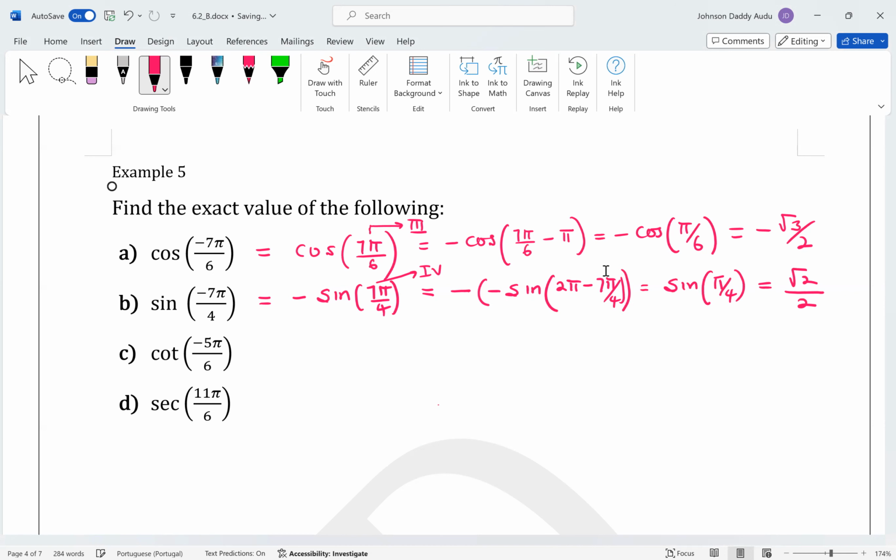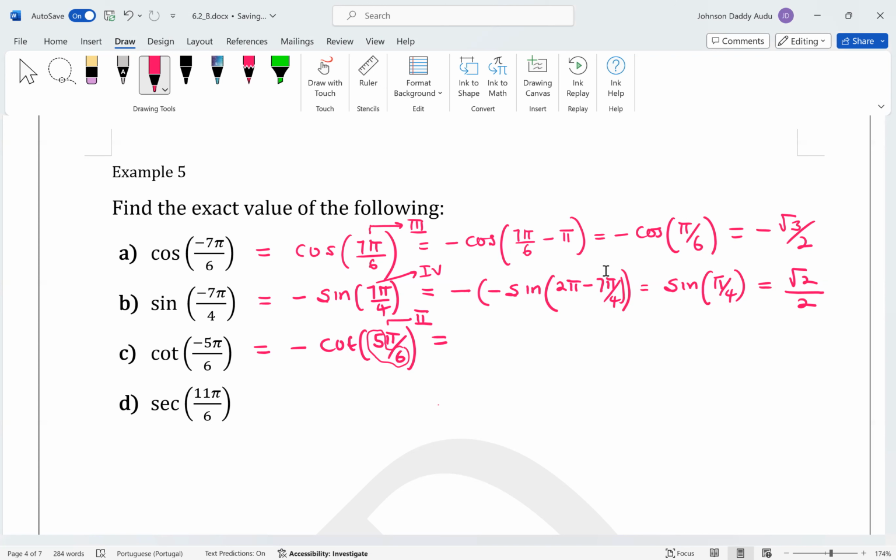Right. So for cotan as well, cotan is also odd. So minus will come out. So we just have cotan 5 pi over 6. So this is in which quadrant now? This is going to be in quadrant 2, because 5 over 6 is less than 1, so it's going to make pi smaller. So this will be in the second quadrant.